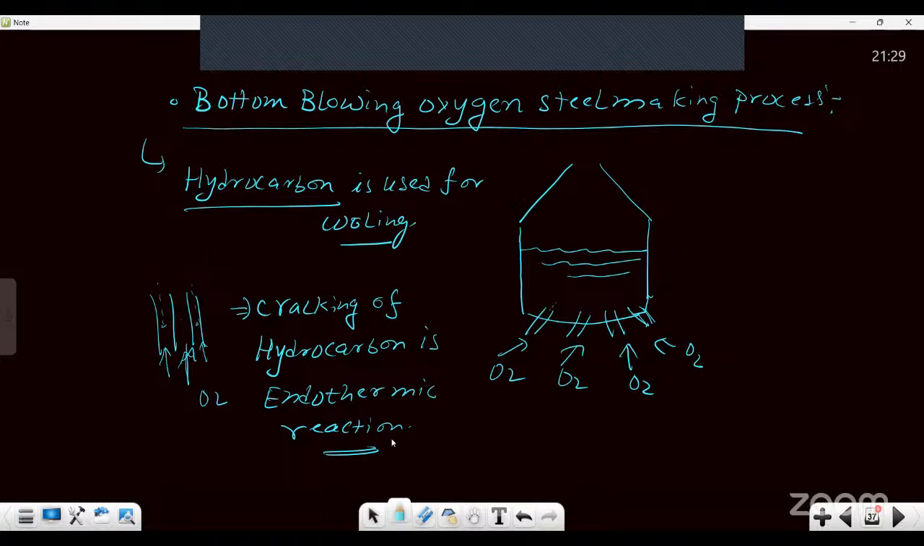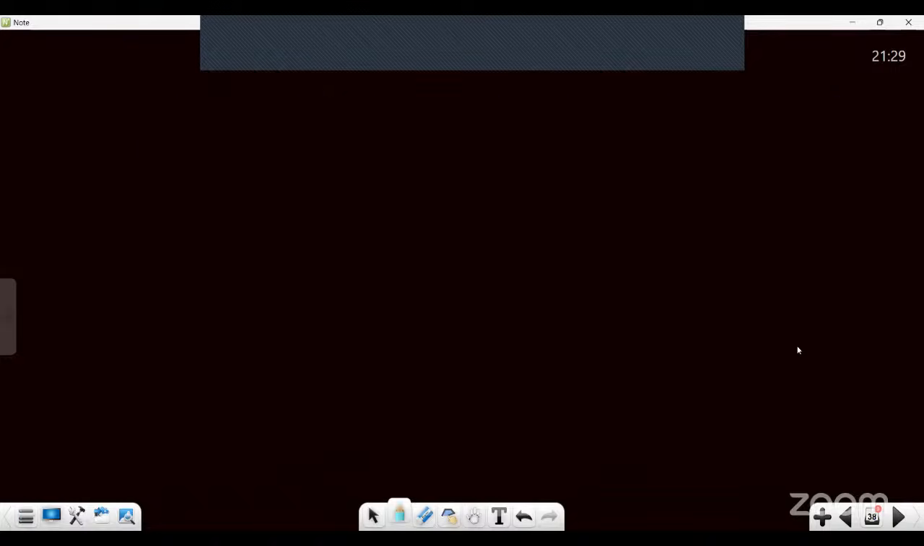So this protects the tuyeres. It acts as a cooling jacket and it protects the tuyeres. This kind of tuyeres has a specific name. They are basically called Savard Lee tuyeres. So this is all about the bottom blowing process.